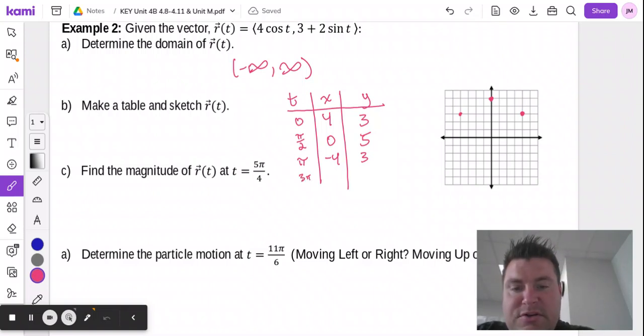And then 3 pi over 2. When I do that, I'm going to get a 0 for cosine. And then I'm going to get negative 1 for sine. So 3 minus 2 is 1. So I'm going to get 0, 1.